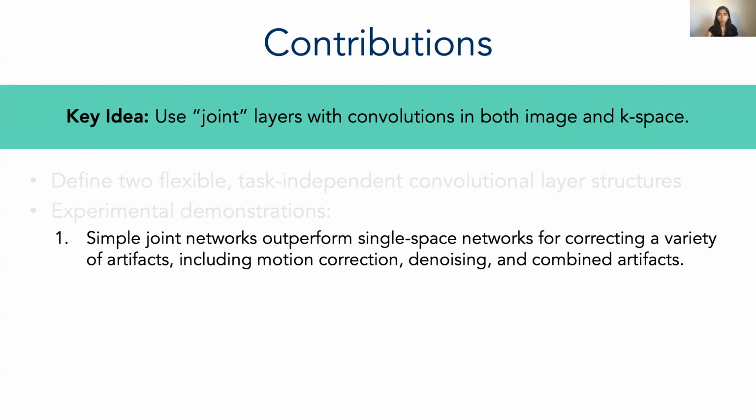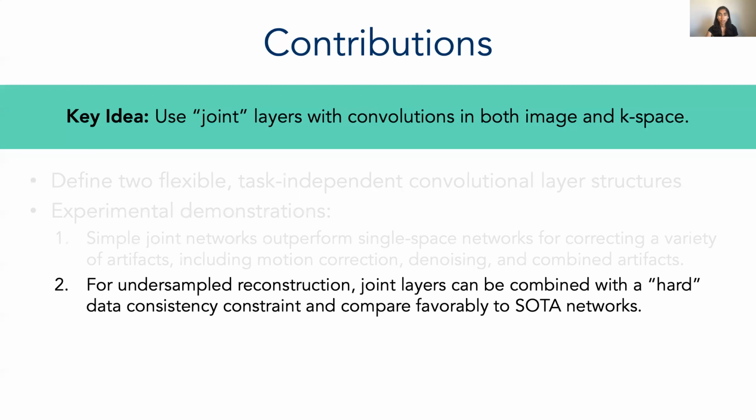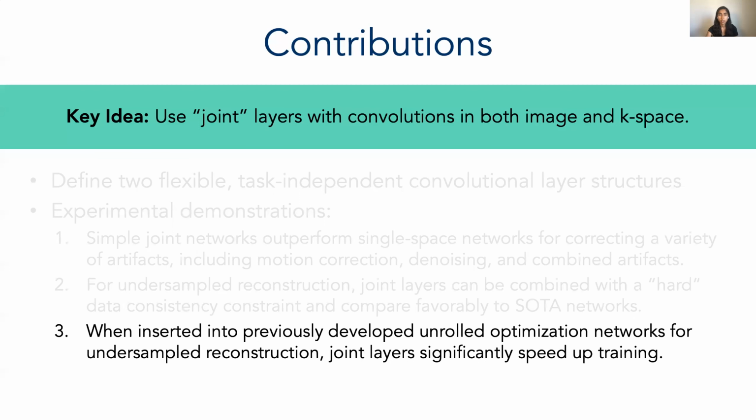First, we show that simple networks comprised of joint layers outperform networks operating solely in the frequency space or solely in the image space. This finding holds for a wide variety of artifacts, including motion corruption, heavy noise, and combinations of artifacts such as undersampling and motion corruption present simultaneously. We also show that our layers can be combined with data consistency layers, which have been previously shown successful for the undersampled reconstruction task. The resulting networks compare favorably to other state-of-the-art networks.